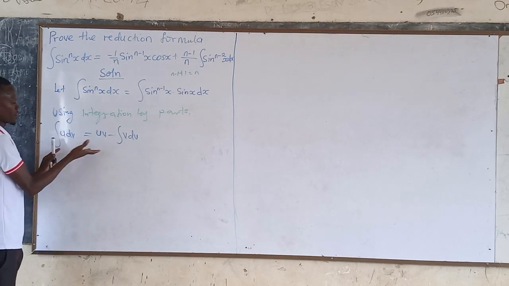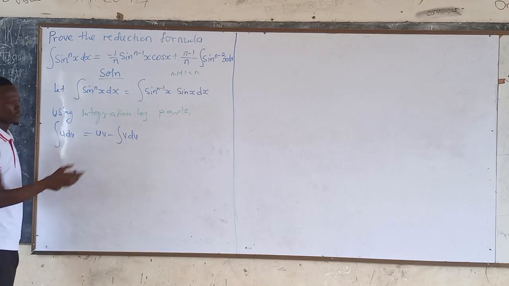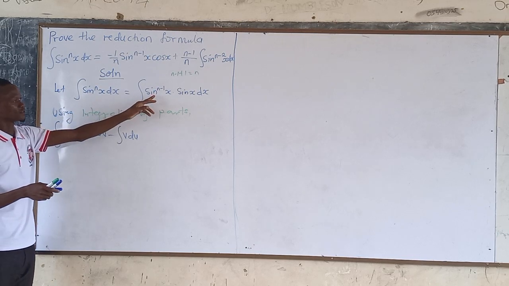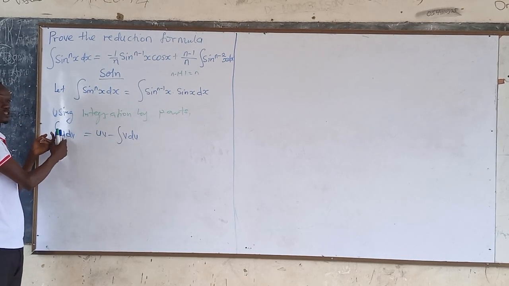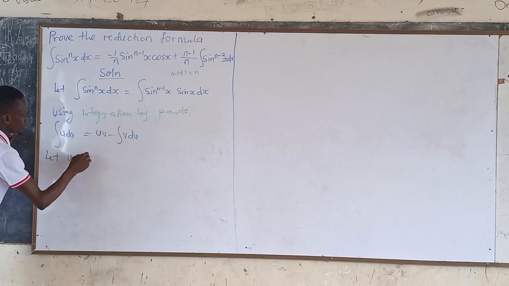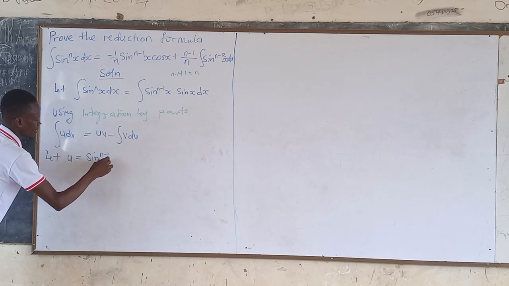Now let us compare what is here to what we have here. When we are comparing it, we would realize that the first one is sine x raised to the power n minus 1. So we let that one to be equal to u. So we say let u to be equal to sine raised to the power n minus 1 x.